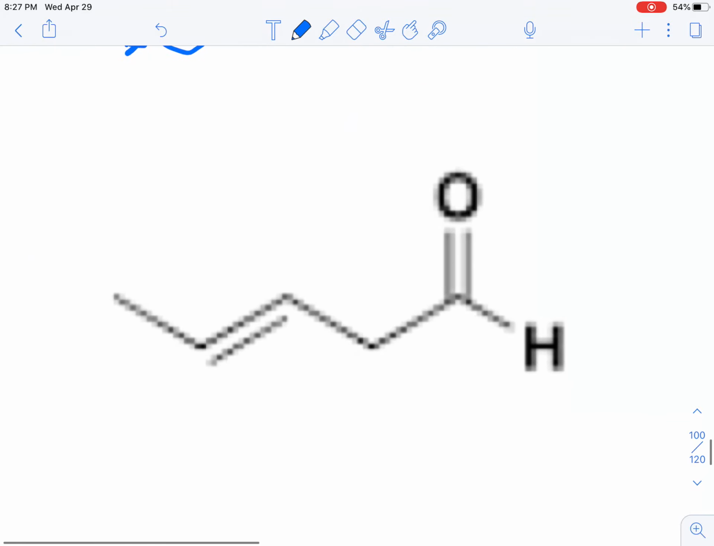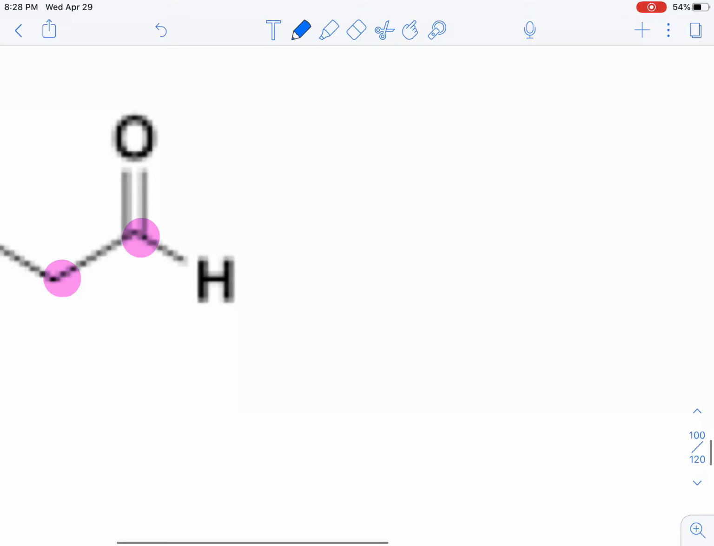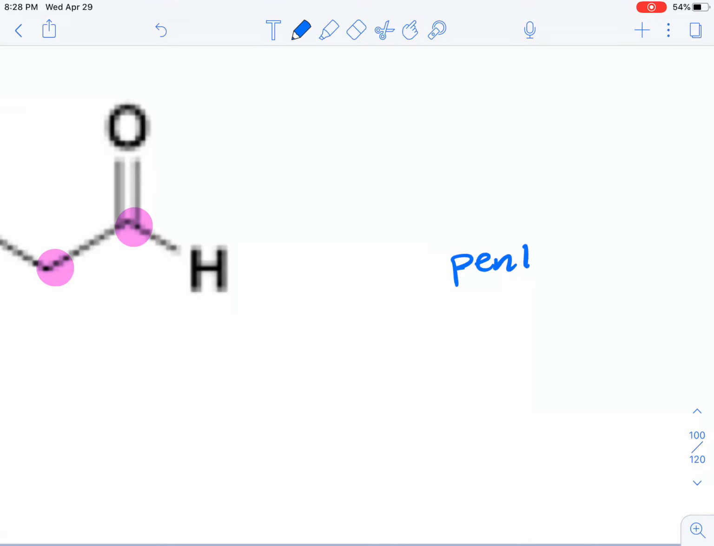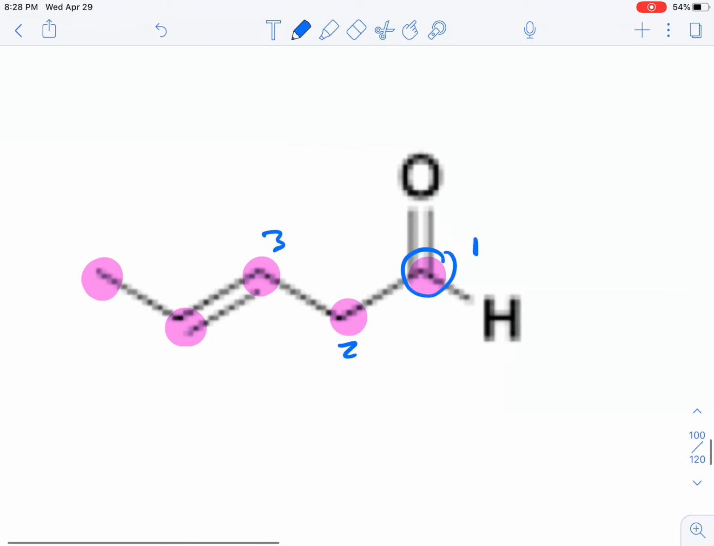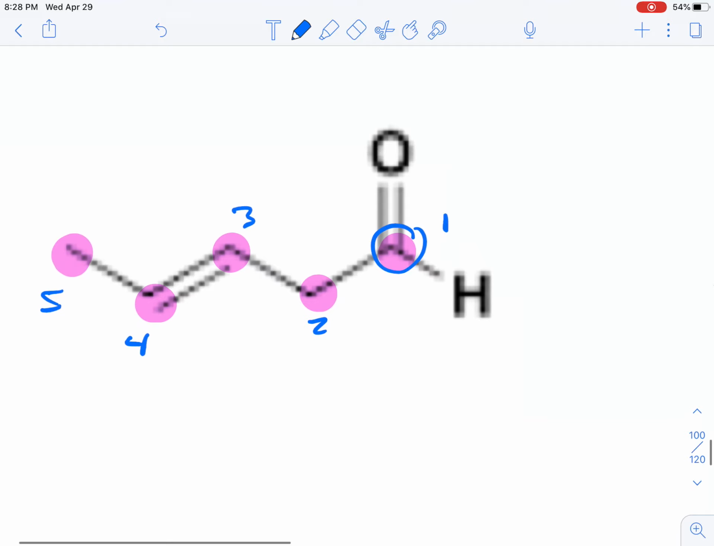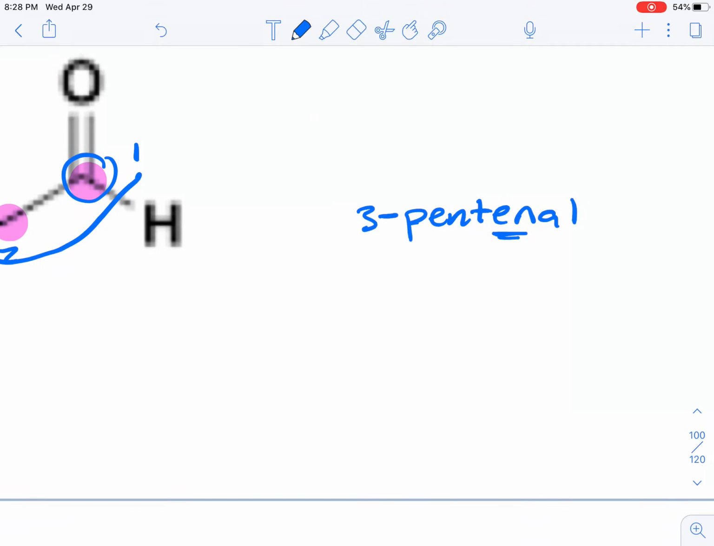All right. And so let's go ahead and look at this last one. Here I have 1, 2, 3, 4, 5. And so it looks like I have another pentanal. Notice I have a double bond. And so I need to tell the reader where that double bond is. And so wherever the aldehyde, the carbonyl carbon on the aldehyde, that's carbon 1, 2, 3, 4, 5. And so following my numbering system, it looks like my double bond starts at carbon number 3. So I'm going to go ahead and put in 3-pentanal.